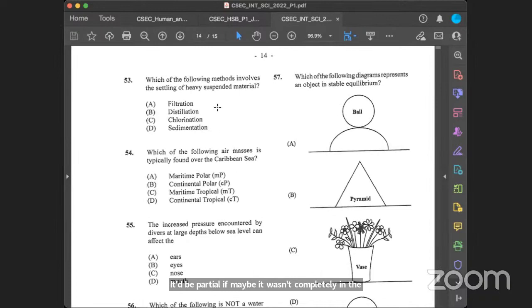53. Heavy material suspended settles out. What's that? Sedimentation. Very good. Oh, this is a new question. I never saw this one before. Which of the following air masses is typically found over the Caribbean Sea?